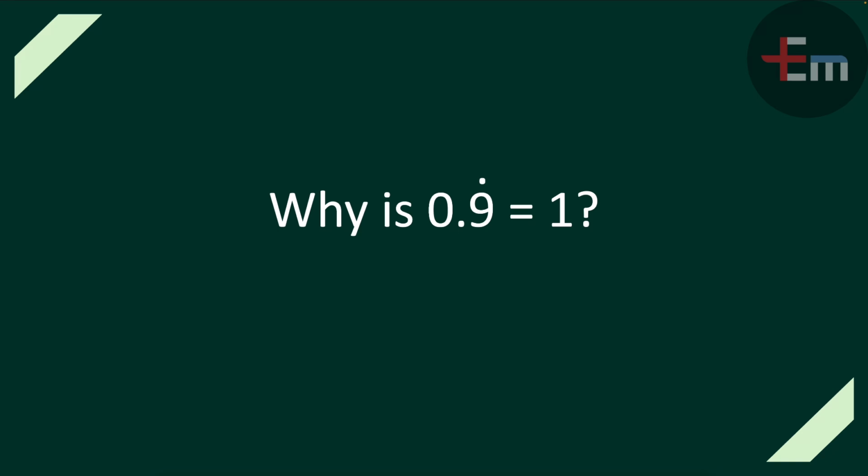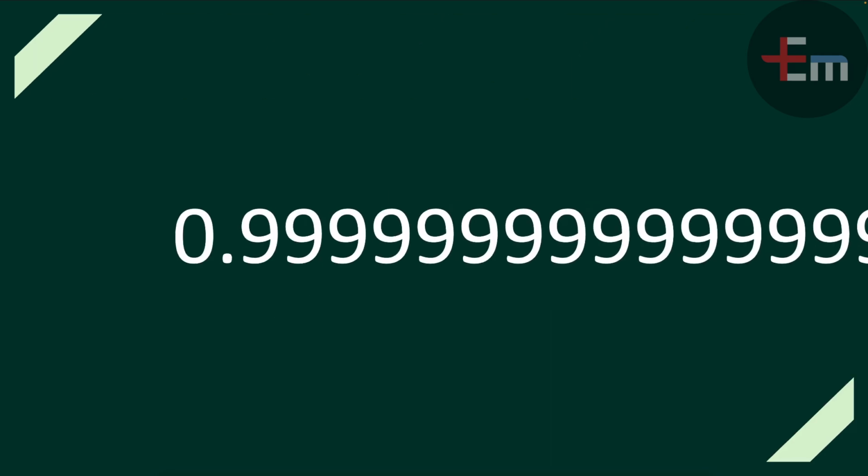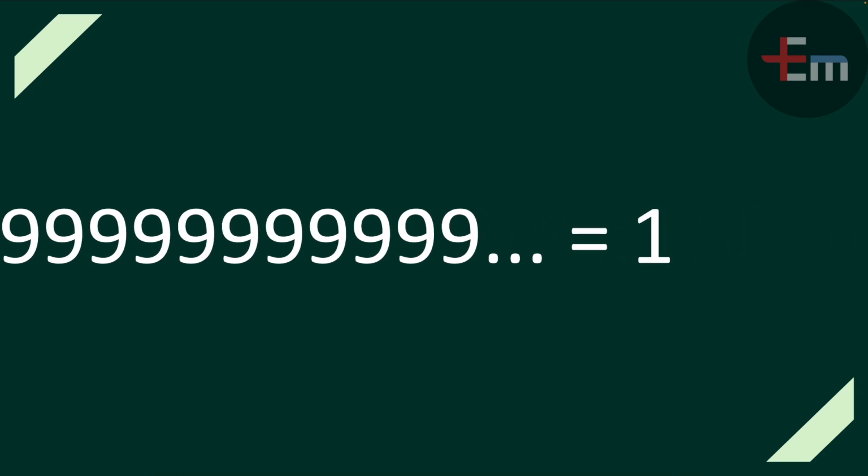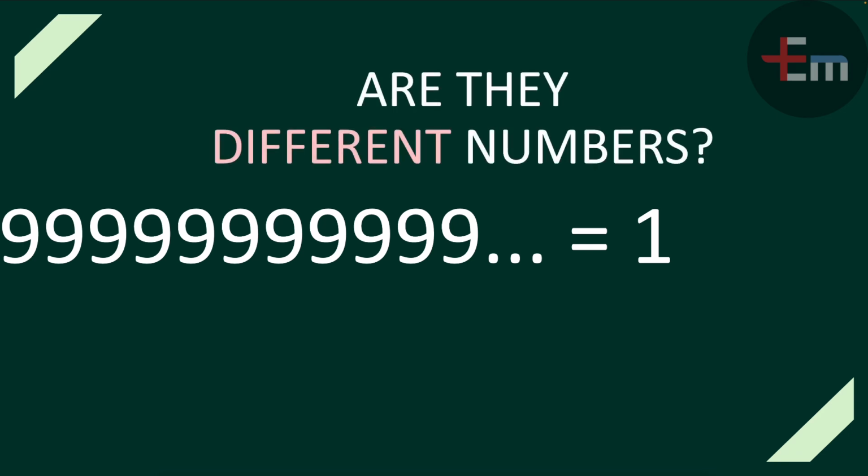Why is 0.9 recurring equal to 1? If you didn't know, a decimal with a dot or dash on top of it means it's a recurring decimal. 0.9 recurring is a recurring decimal, and it's very special because it is equal to 1. They might seem like different numbers because one starts with 0 and the other starts with 1.